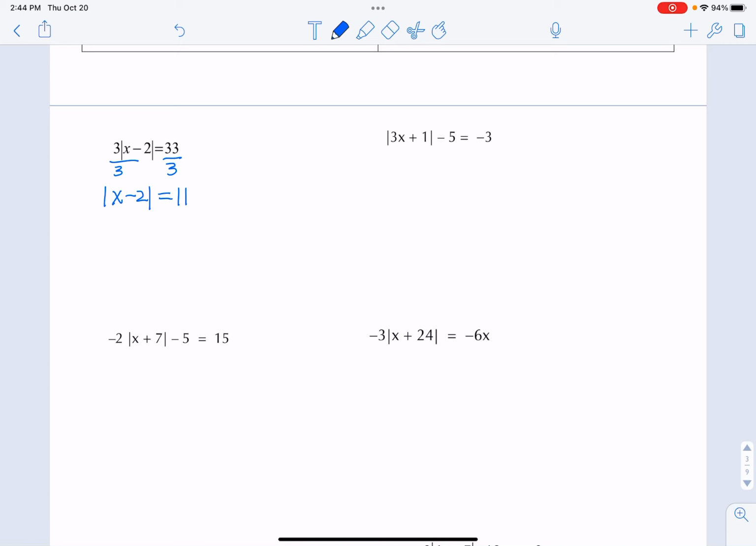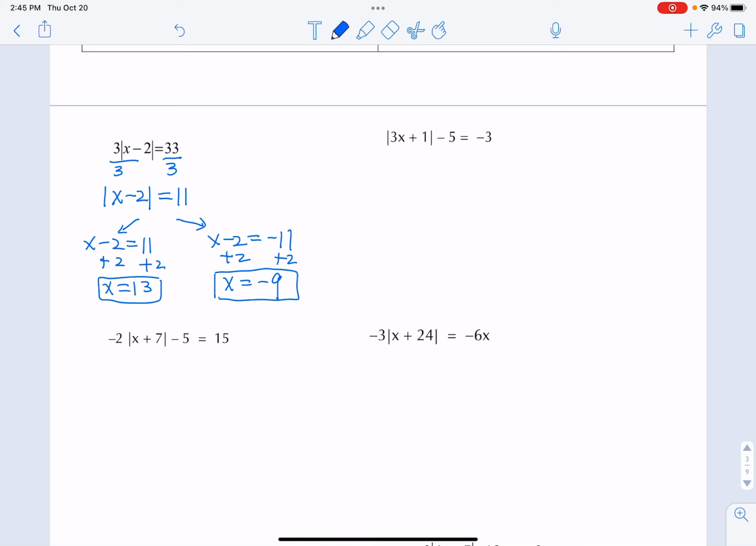After you isolate the absolute value on the left side, we express this as two equations: one with x minus 2 equal to 11 and another with x minus 2 equal to negative 11, and then solve. You add 2 on both sides, so x equal to 13, and then add 2 on both sides, x equal to negative 9. So this is going to be the answer.